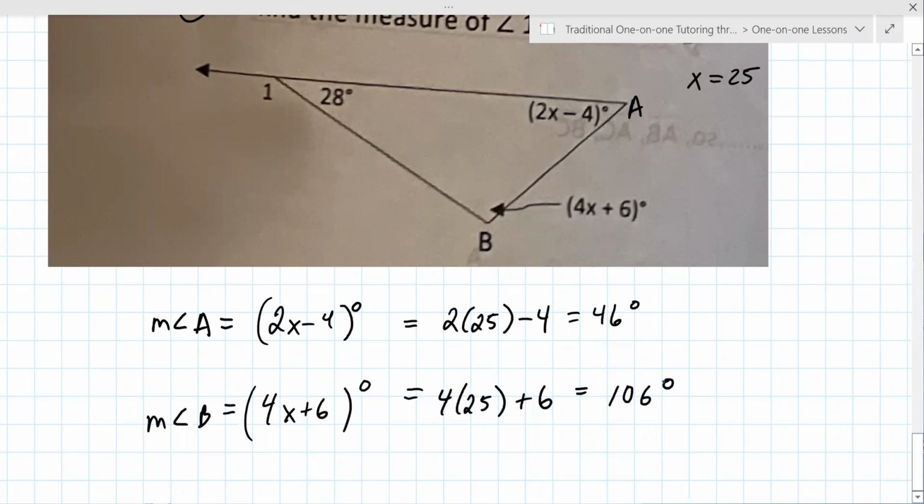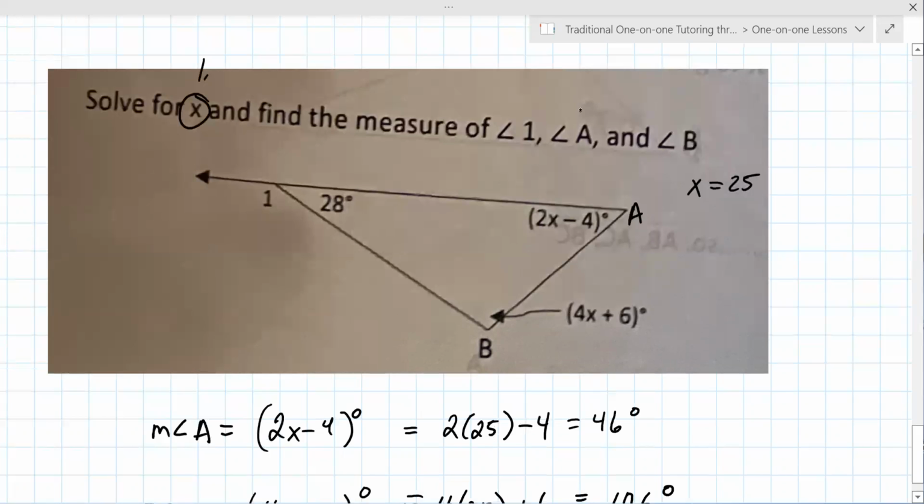Very good. Okay, so now let's see what we've done here. We found the measure of angle A, angle B, and we solved for x. What is missing? What have we not found the measure of? We are missing angle 1.